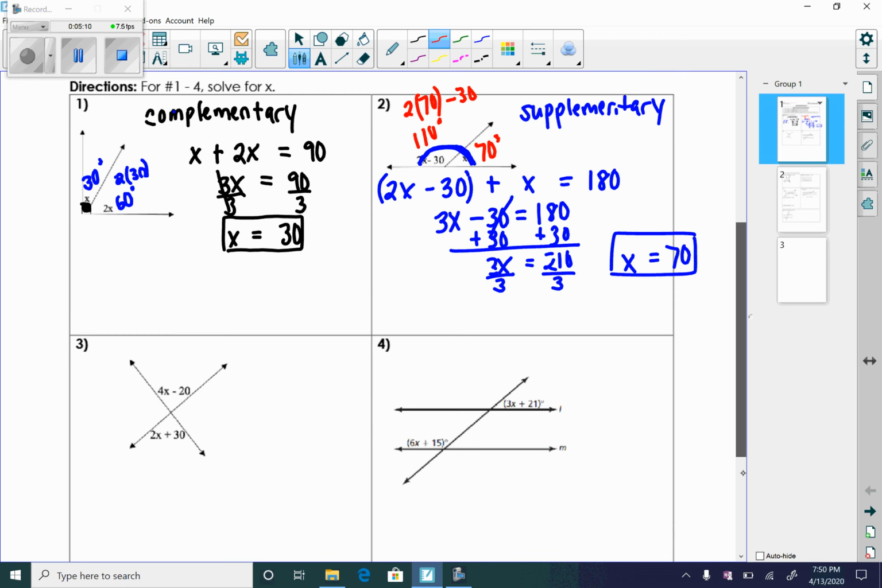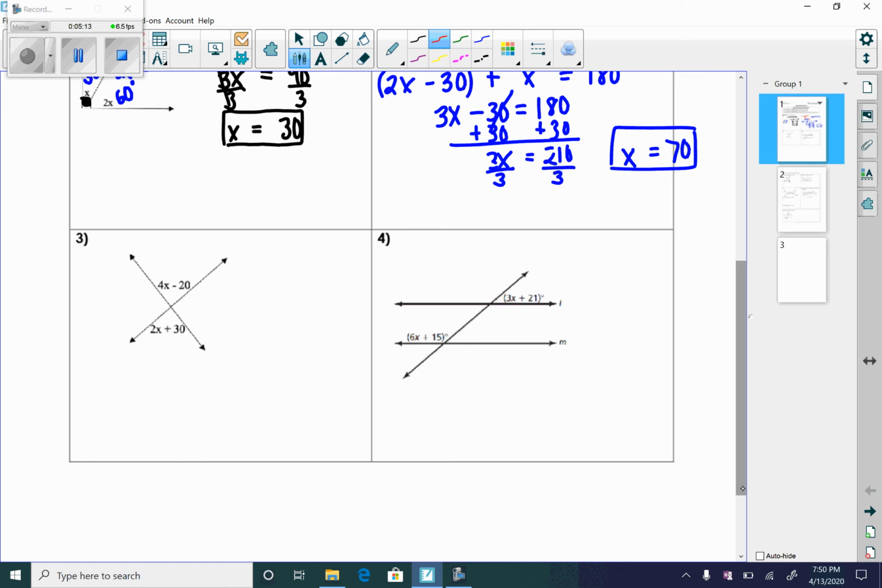Okay, let's take a look at number 3. We have intersecting lines, and we have, remember, those 4 angles that are formed. We're looking at the relationship between this angle here that has the 4x minus 20 and this angle here that has the 2x plus 30. Hopefully you can see that these angles are opposite each other. Some people like to color this in. It looks like a little bow tie. But these opposite angles, angles that are not touching each other, are what we call vertical. And vertical angles are always congruent.